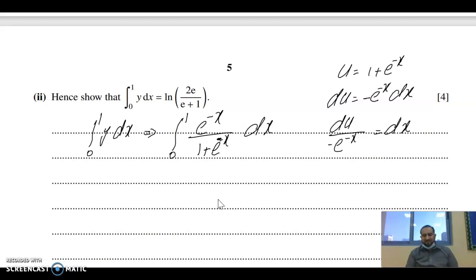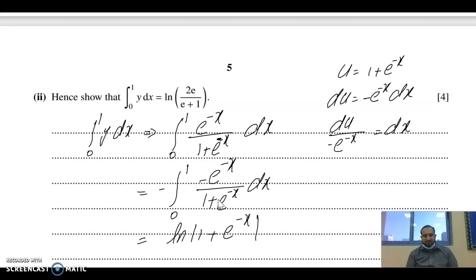So if we replace the values over here, or directly we can multiply and divide with the minus sign. Since we already created the derivative of this over here, we can integrate this directly. So this will be minus ln of 1 plus e to the power of minus x, and the limit is from 0 to 1. If you want, you can plug the values over here and you will see this gives the same answer.